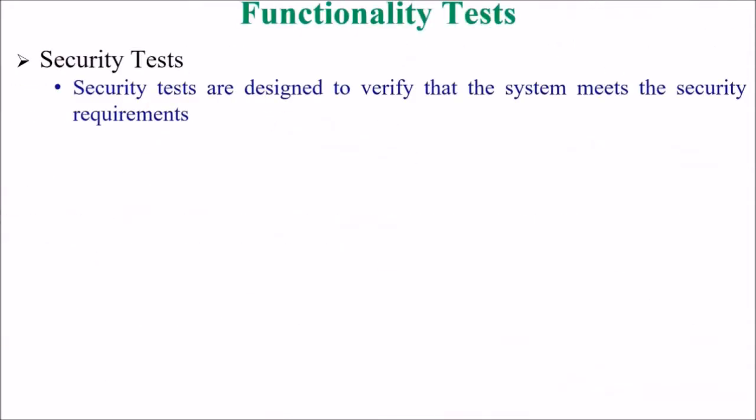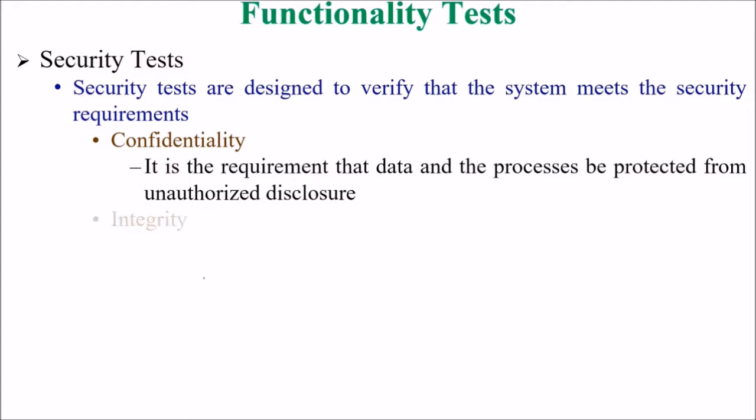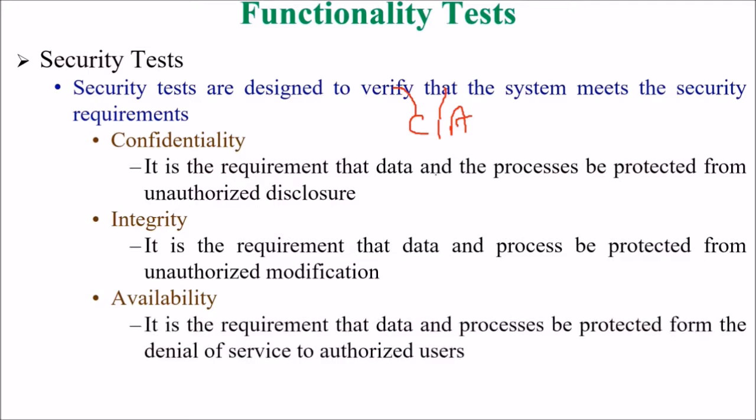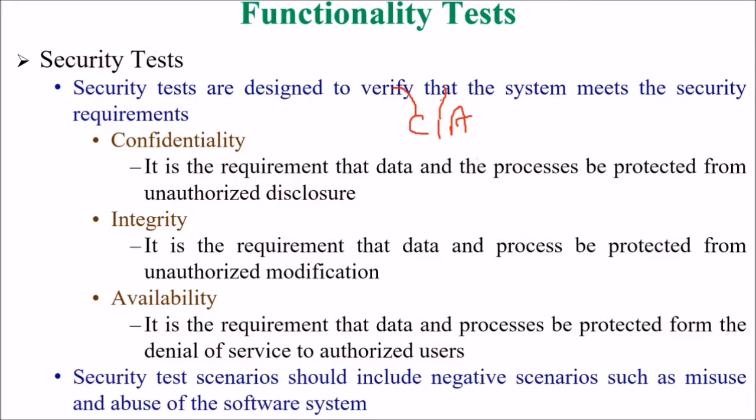Then comes the security test. These are designed to verify the system meets the security requirements: confidentiality, integrity, and availability. CIA. Confidentiality means this is the requirement that data and processes be protected from unauthorized disclosure.